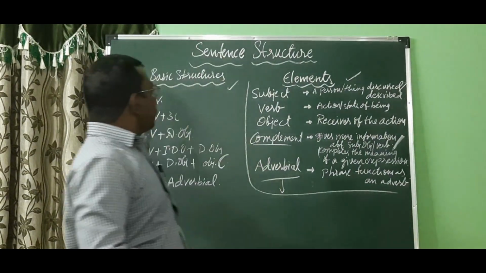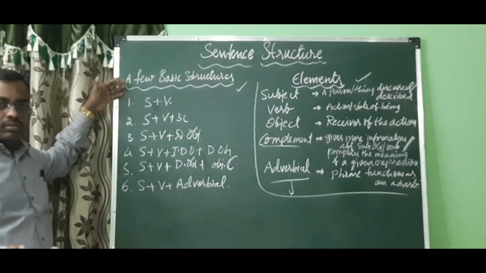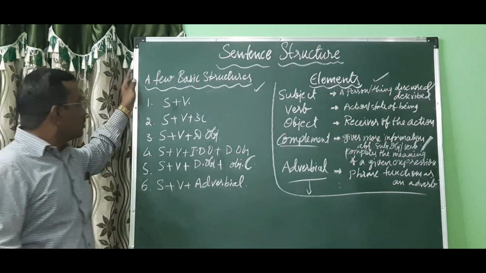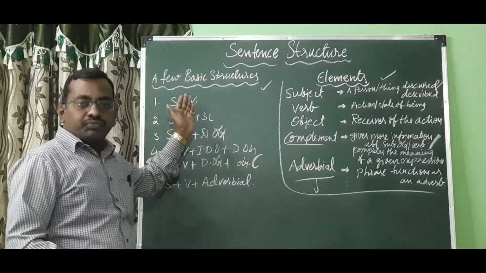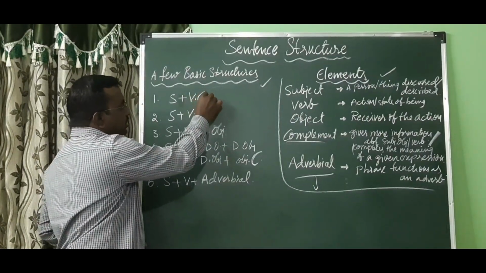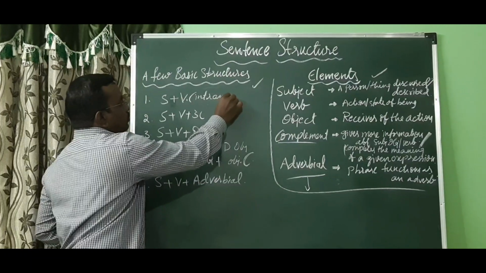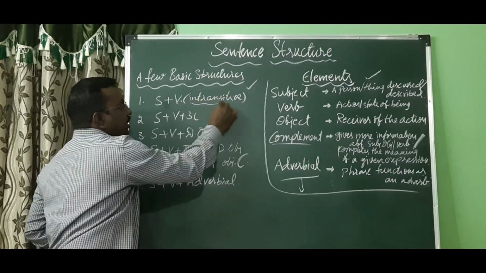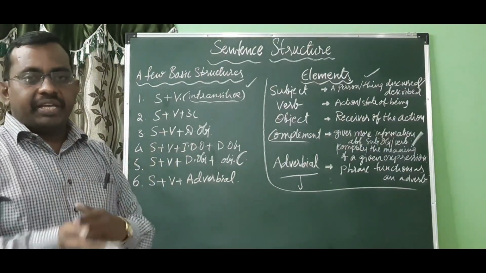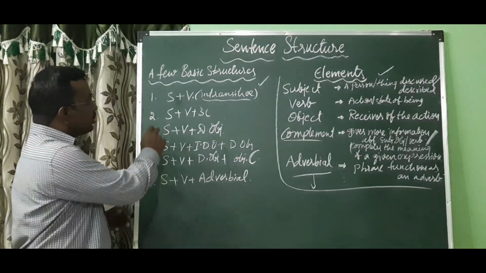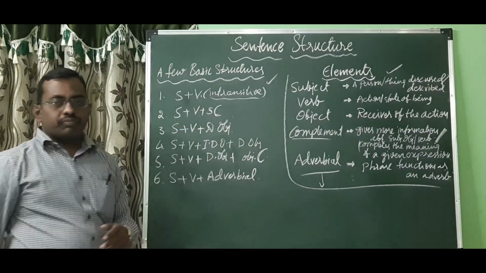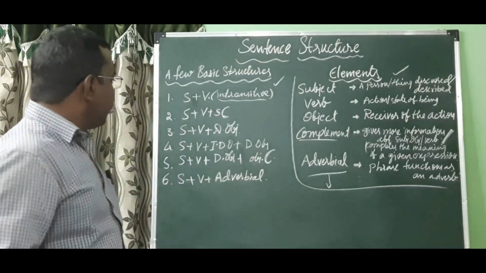Now, let us see a few basic structures of a sentence. See here. Subject, verb. Mostly it is an intransitive verb that doesn't need an object. It stands by itself to give a complete idea. Next, subject, verb, subject complement.